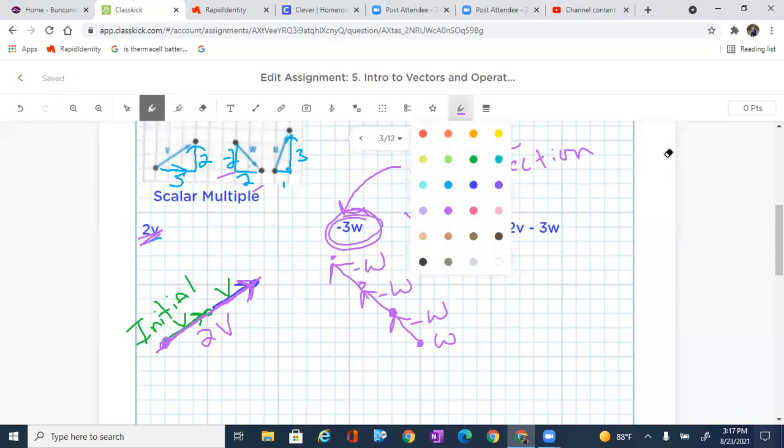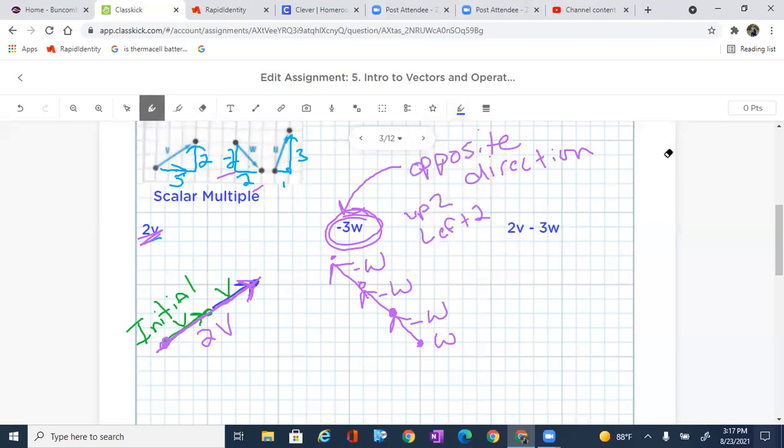So from here, what we'll say is the vector starts at the initial point of W, and then it goes all the way through 3 W's, to the terminal point at the end, and that is going to be -3W. It is, remember, in the opposite direction. Now, we can pay attention very closely to 2V minus 3W because we have this already on our page.